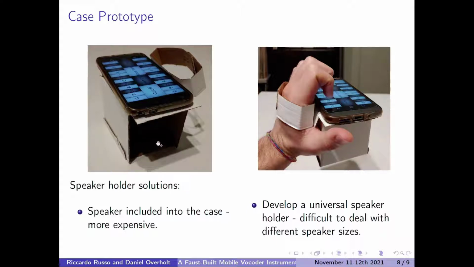an external speaker. Now, when the actual case will be built, it will be necessary to address the problem of amplification. In fact, there are two main ways of including an external speaker into the case. One is to directly include the speaker into the case, and this is the more practical solution since this would make a coherent design. But of course, this is also more expensive. The other solution would be to develop a universal speaker holder, but of course, it would be difficult to deal with different speaker sizes. So this is an issue that needs to be addressed in the future.